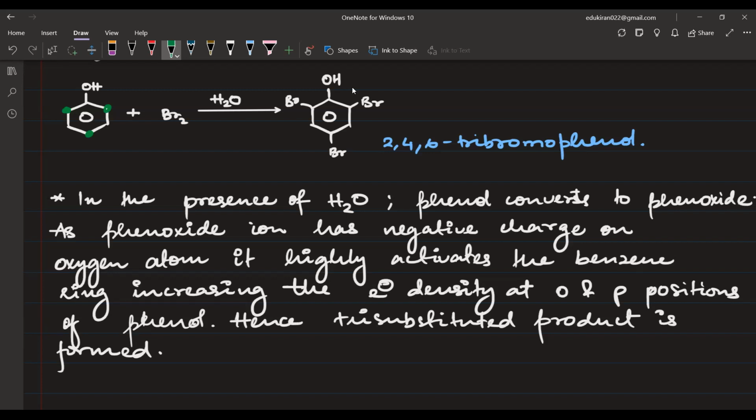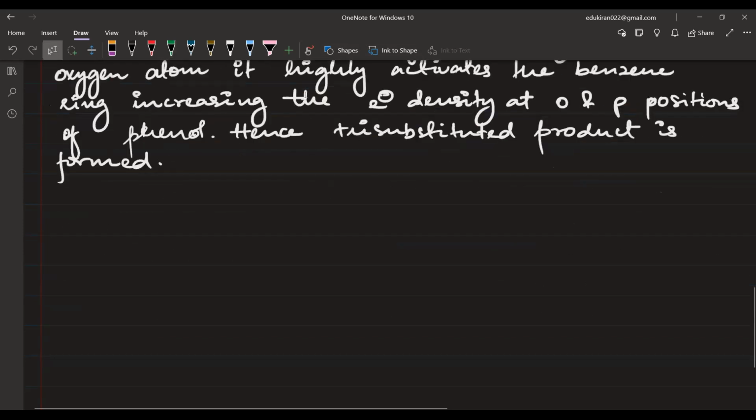Okay. And it becomes so highly activating. Activated means that we have high electron density at ortho and para position of any other substituted benzene ring. That means we have activated that benzene ring. Once it is activated, it is highly reactive. Since it is highly reactive, it will not wait for anything. Rather, it will attract the Br from all of these three positions. Okay. And then we are going to get tribromophenol. Write this down. I hope you have written this. Let me know if you have not.